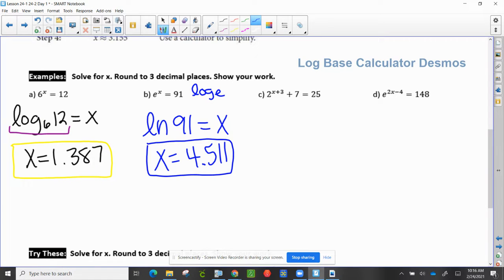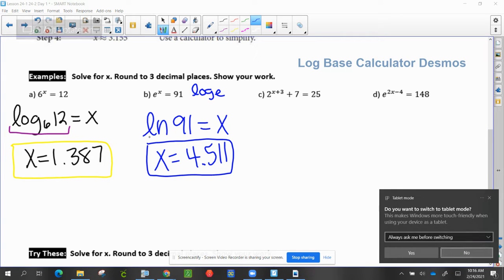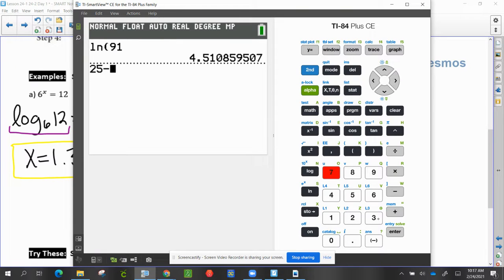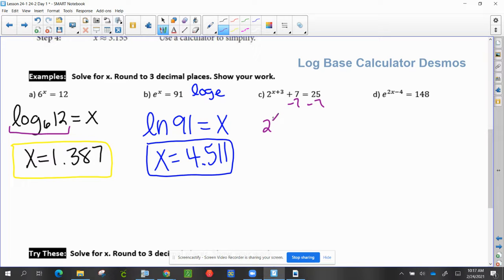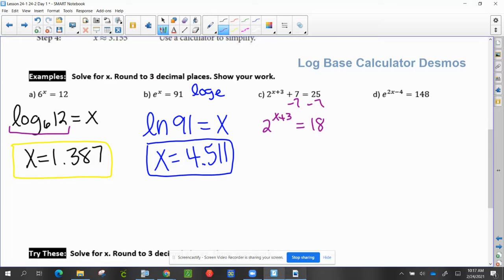Now we have 2 to the x plus 3 power plus 7 is equal to 25. So in this problem, what we have to do is get the exponential by itself first. So I'm going to start by subtracting that 7 over. Okay, so we have 25 minus 7. We get 18. So 2 to the x plus 3 power is equal to 18. And again, 18 is not a power of 2. You can see it's not on our root chart, so that's why we can't do what we did yesterday. We have to use logs.